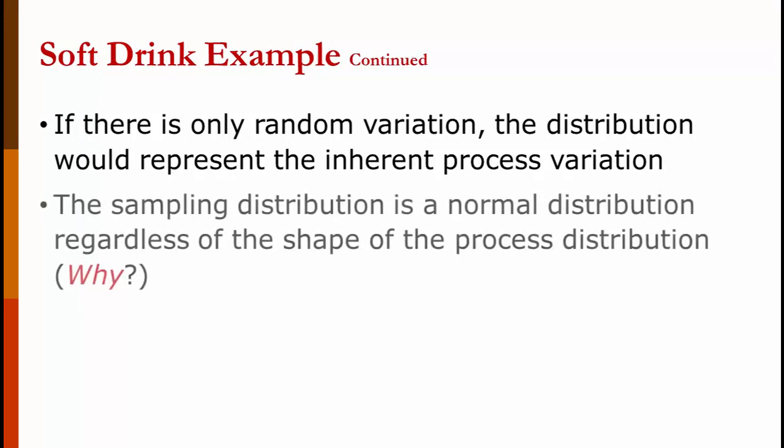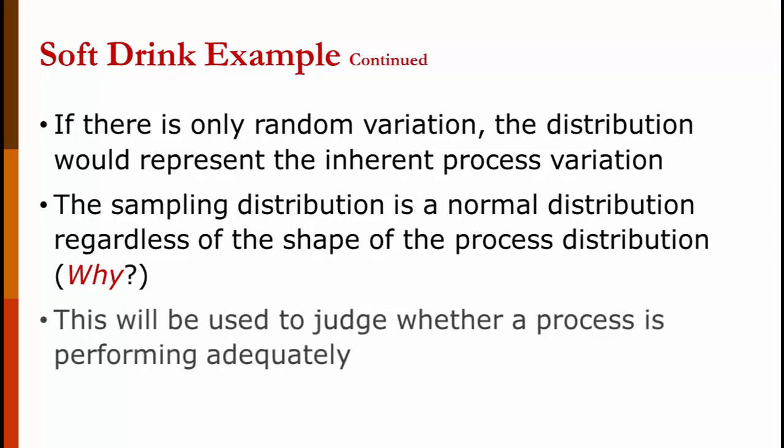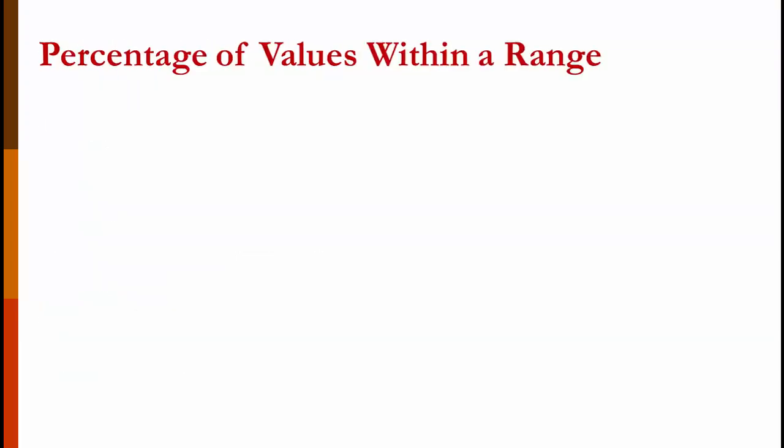Additionally, if the sample size is large enough, the distribution of sample means will be normally distributed regardless of the distribution of the underlying process mean. That's just the central limit theorem. These sample means will be used to judge whether a process is performing appropriately. In other words, if it's in control or out of control.